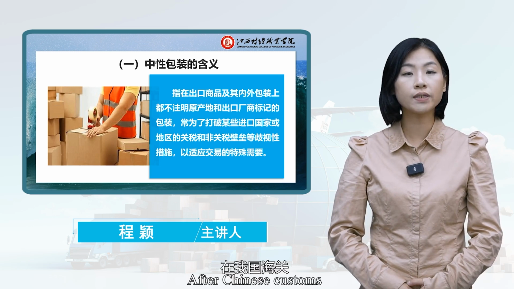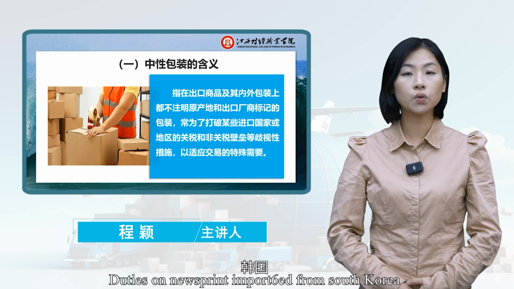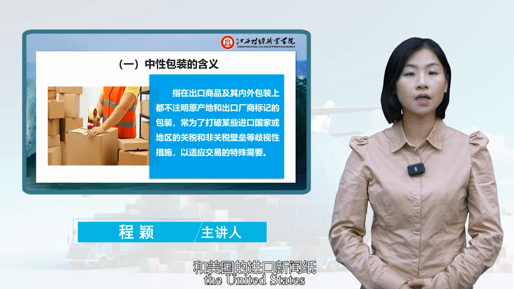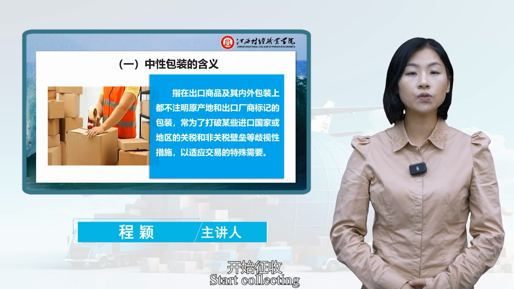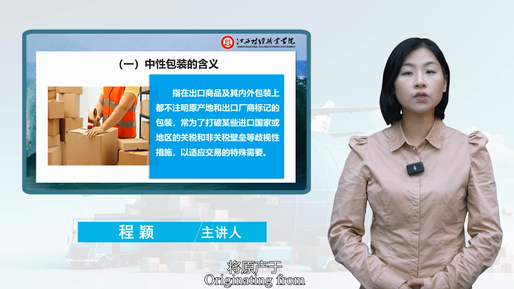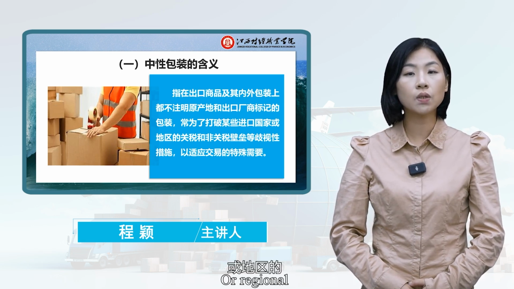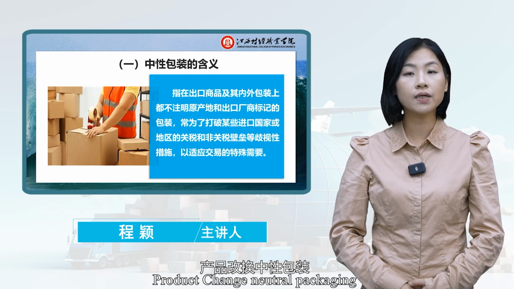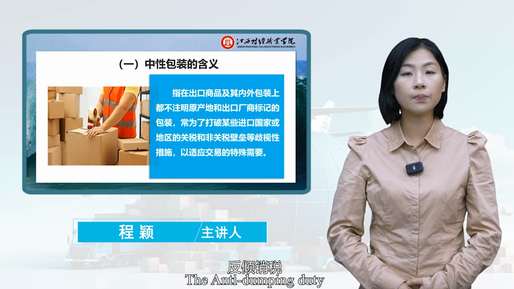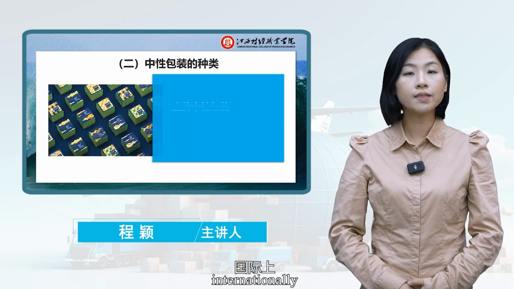For example, after Chinese customs began imposing anti-dumping duties on newsprint imported from South Korea, Canada, and the United States, some importers of products originating from the accused dumping countries or regions changed to neutral packaging or packing from other countries to evade paying the anti-dumping duty or cash margin internationally.